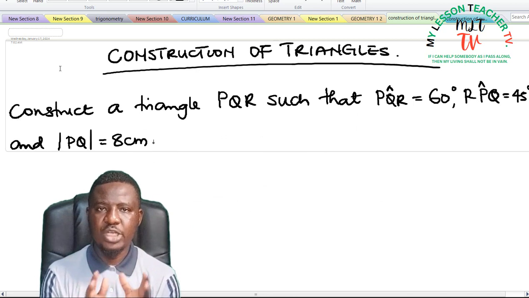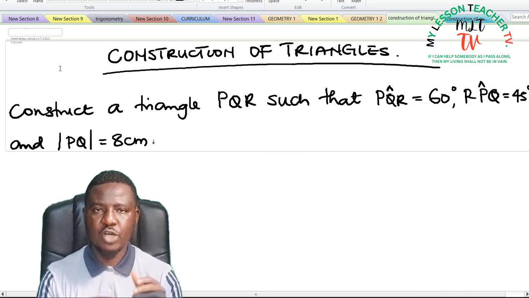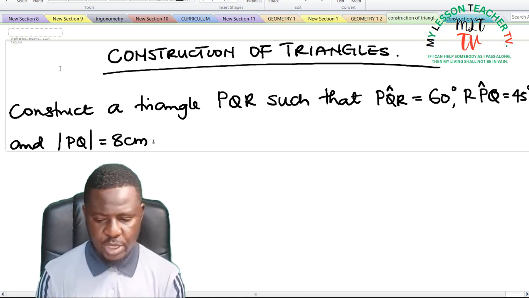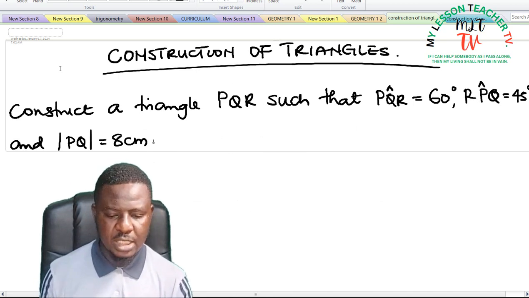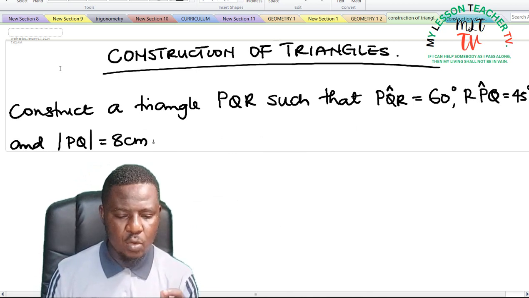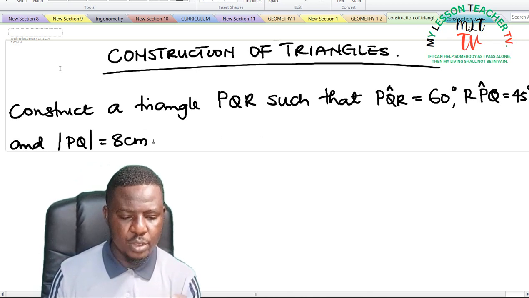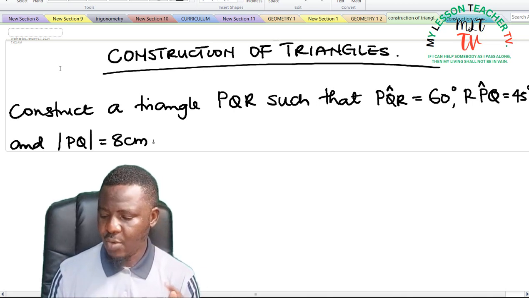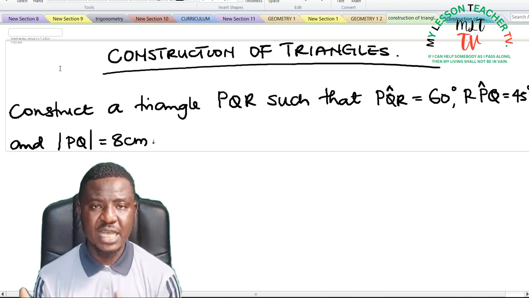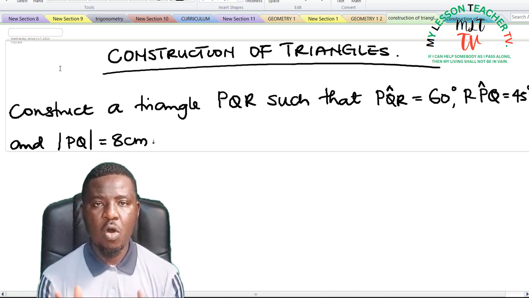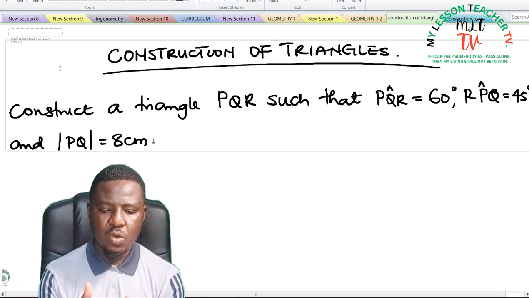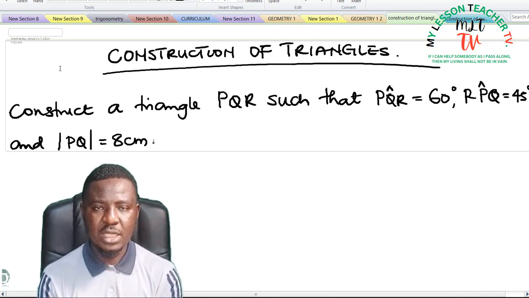In today's class, we shall take more exercises on construction of triangles. In this question, we are asked to construct a triangle PQR such that angle PQR is equal to 60 degrees, while angle RPQ is equal to 45 degrees, and we are given line PQ to be equal to 8 centimeters. In the previous exercises, we were given more of the sides than the angles. But in this exercise, we are being given more of the angles than the lines.